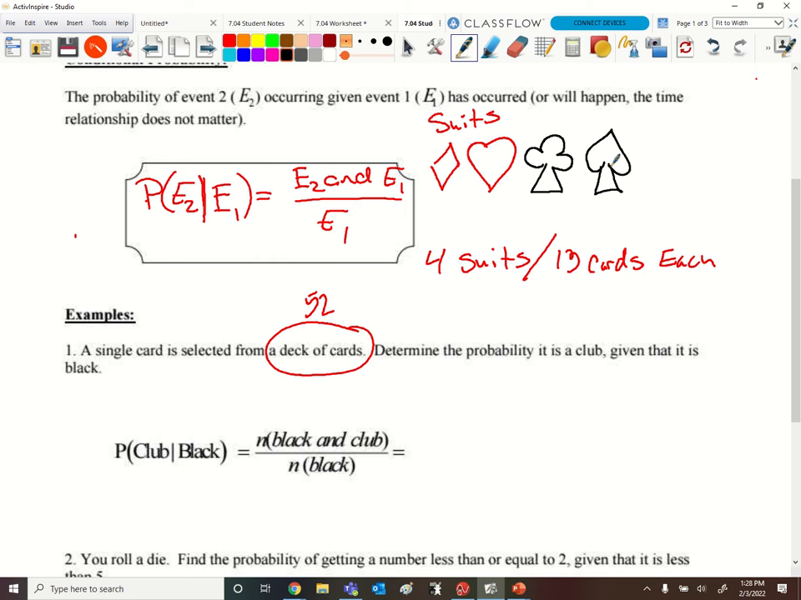What it looks like. All right, to go along with that, we have 4 suits, 13 cards each, and so how many? So let's say we have 26 that are black and 26 that are red. So that's what you need to know about each deck of cards. We don't count jokers. No jokers in there.